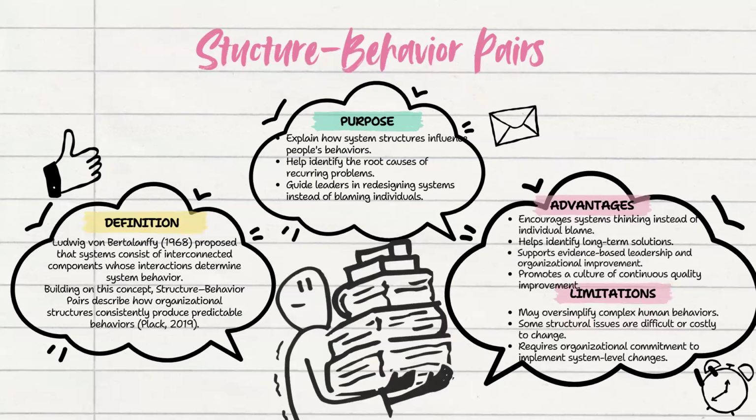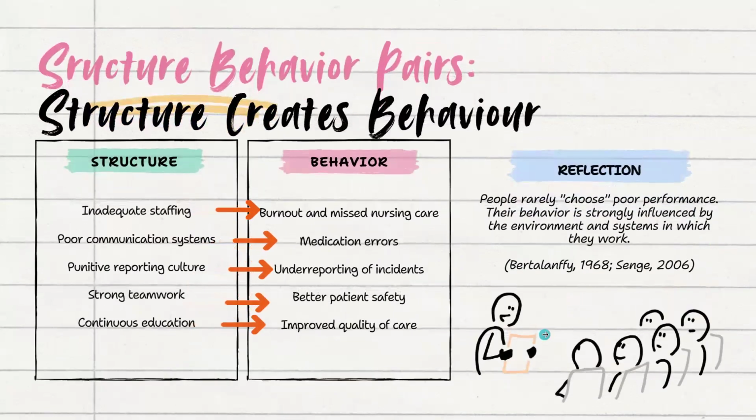It teaches us that organizational structures influence people's behaviors. For example, poor staffing often leads to burnout, as you can see here on the screen. Then, poor communication systems increase medication errors. Punitive cultures reduce incident reporting, while on the other hand, good teamwork improves patient safety. Supportive leadership improves staff engagement. So, the important lesson in this is that people usually behave according to the systems they work within.